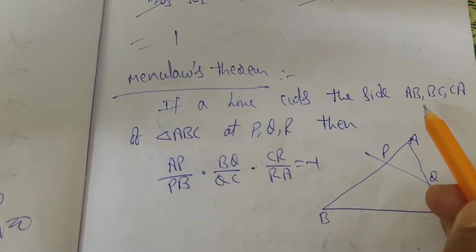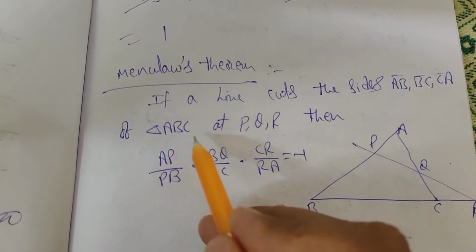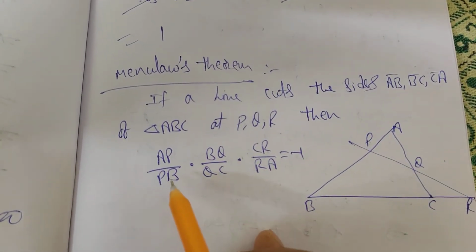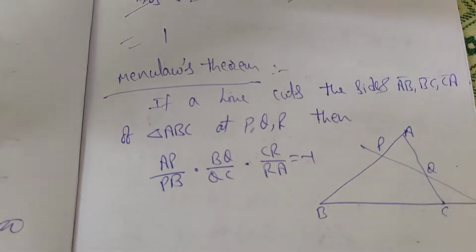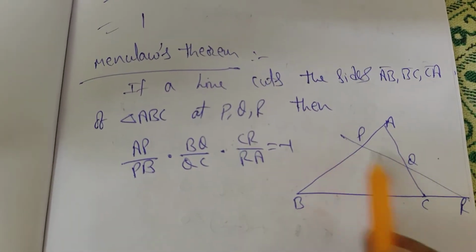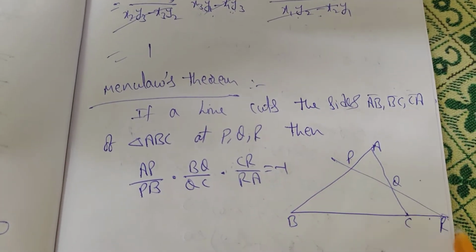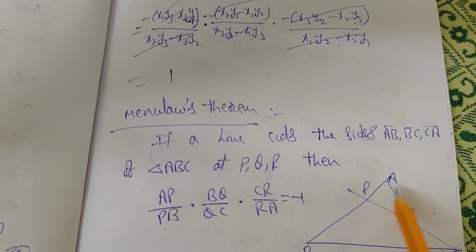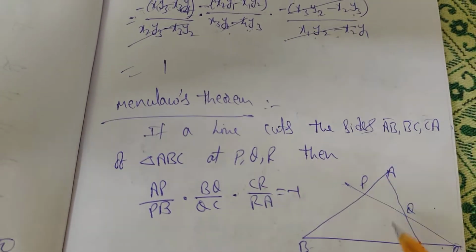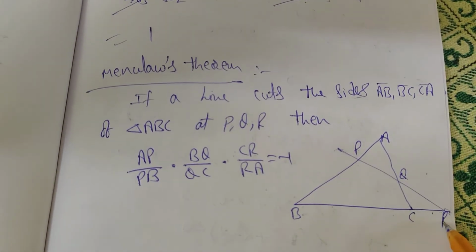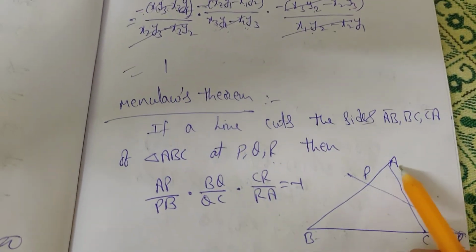If a line cuts the sides AB, BC, CA of triangle ABC at P, Q, R, then AP by PB into BQ by QC into CR by RA is equal to minus 1. That means suppose this is the triangle, here all these three sides are cut by one single line only. Let that line be this one. So if this line cuts AB at P and BC at R, you can go anywhere, no problem. Here I didn't write respectively, so you can take anywhere, no problem.